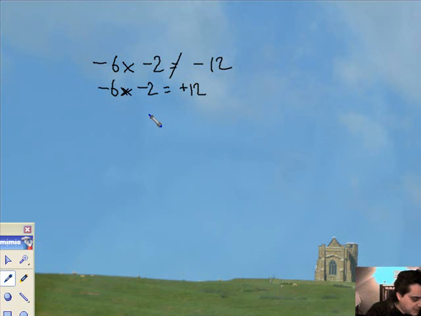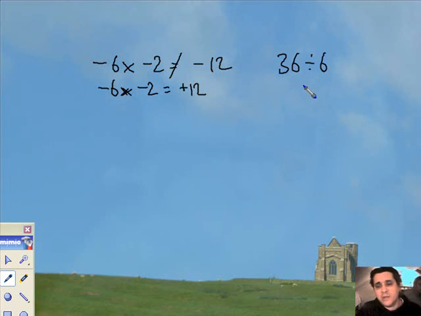Let's pick another one. Again, it's just random selection. 36 divided by 6. Now, you know I hate this sign, don't you? Those of you who know me know I hate that sign. Does that equal to minus 6? No, why on earth should it? 36 divided by 6 is just 6. That's not true, so let's just say so.